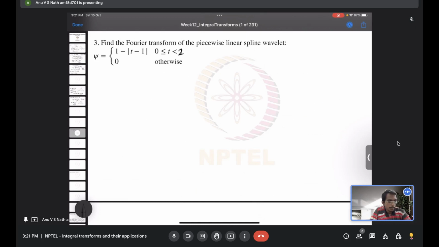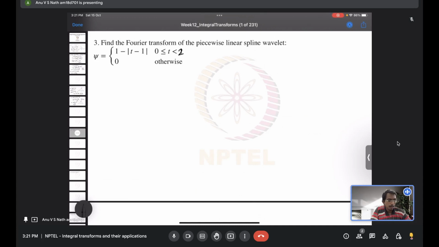So you have to evaluate its Fourier transform, but before that I suggest all of you draw how the function, basically the wavelet, looks, then evaluate its Fourier transform. The function is linear but piecewise linear, that's why we call it piecewise linear. Then it is a spline wavelet, so it's actually a spline of degree 2.